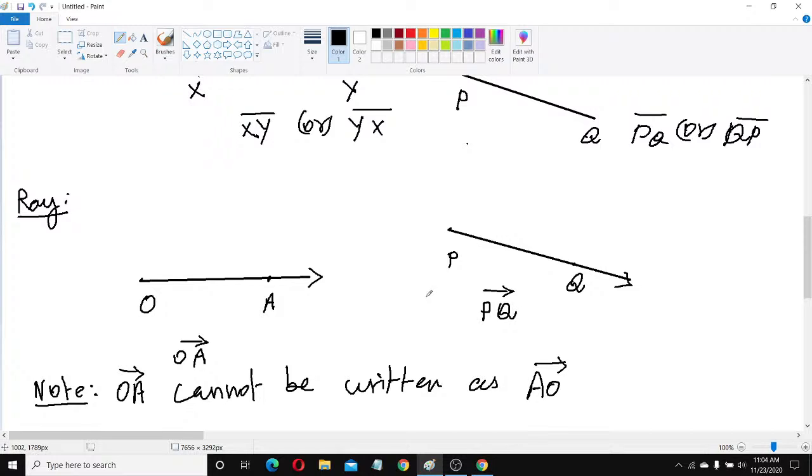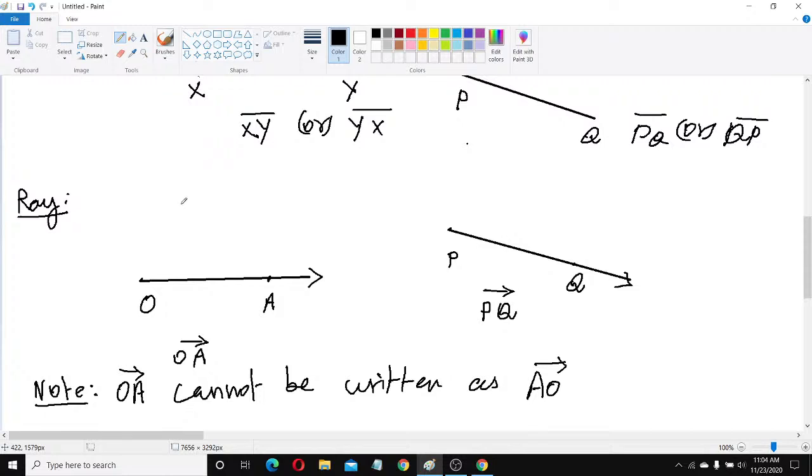Already I explained in the first ray, children, why we should not write QP ray. Because if you denote it as QP ray, Q will become the starting point of the ray. But Q is lying on the ray. Which is the initial point? P is the initial point of the ray. So PQ ray. How do we name the second ray? PQ ray. PQ ray cannot be written as QP ray, children.